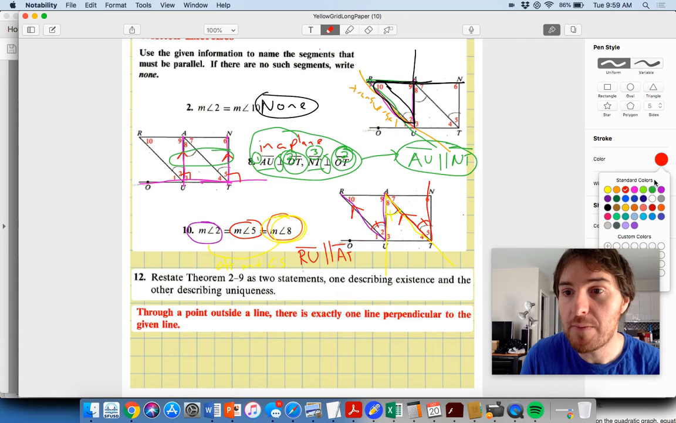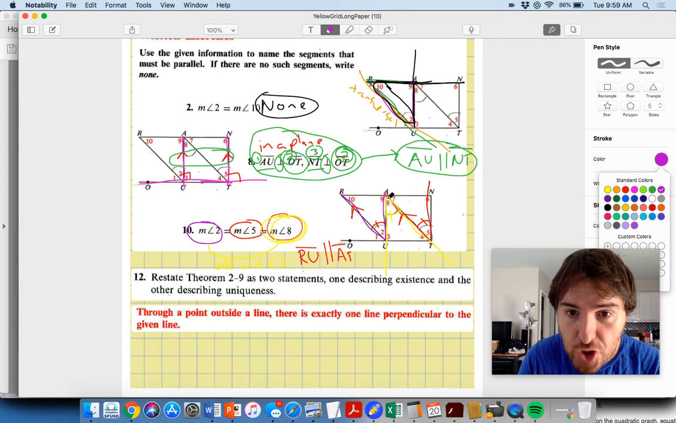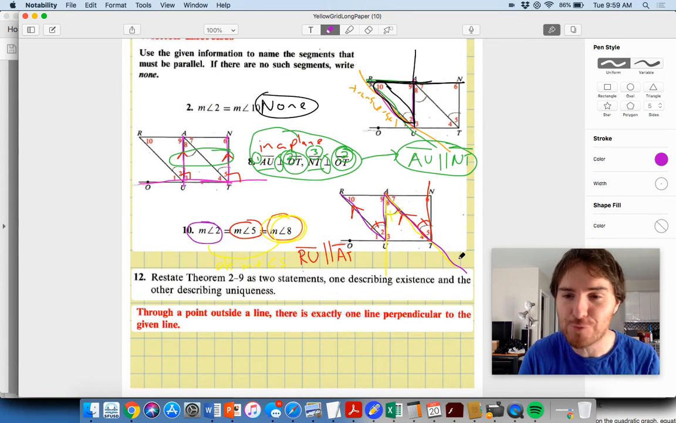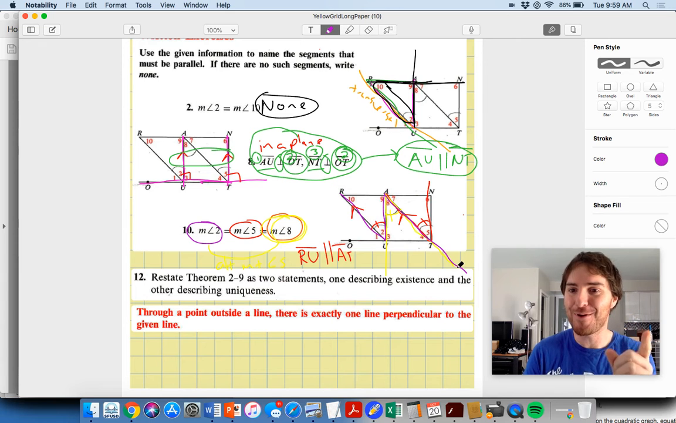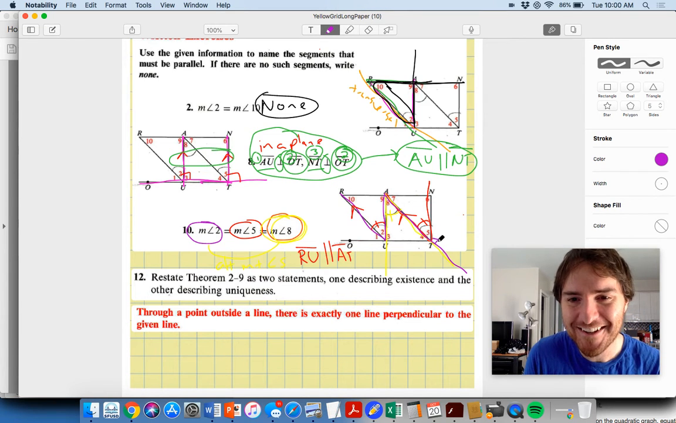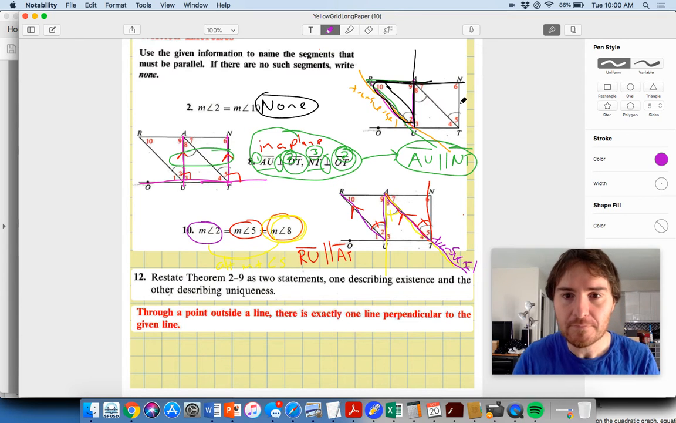But what you should be noticing here is that we have another transversal between, and does red and yellow make purple? Is that why Mr. Fortin just did that? I don't know. Does it? I think so. Red and yellow make purple. Red and yellow, those are primary colors, right? Make purple. I don't know.